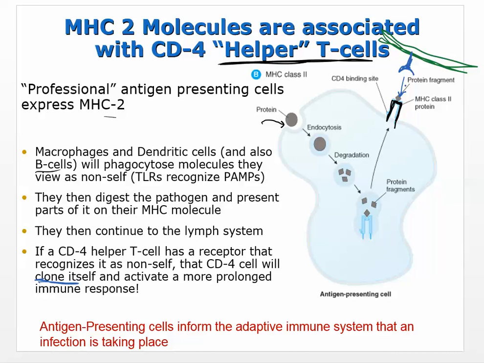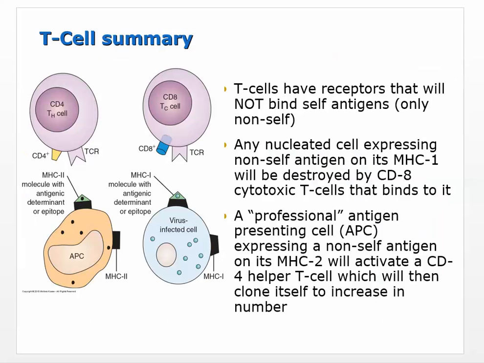Because now, what does it know? It knows that there is something out there that the macrophage found that isn't supposed to be there. Okay, some kind of foreign molecule. And it happens to have the receptor for it right there. Okay, so it goes through a lot of different receptors, rearranging those receptors, and it just found something that it stuck to. So it's going to clone itself. Okay, so in a sense, that means these antigen presenting cells are informing the adaptive immune system, in this case the helper T cell, that an infection is taking place.